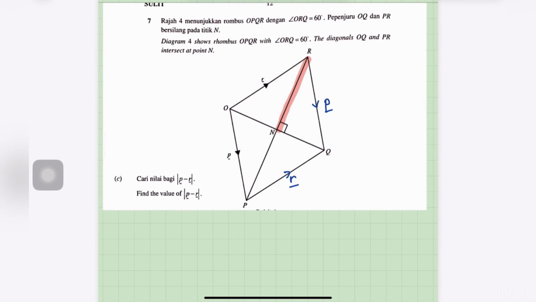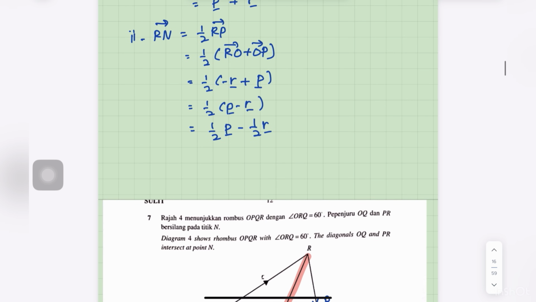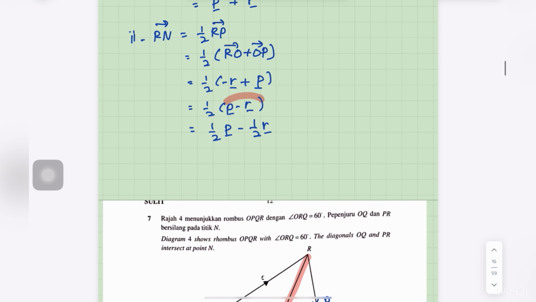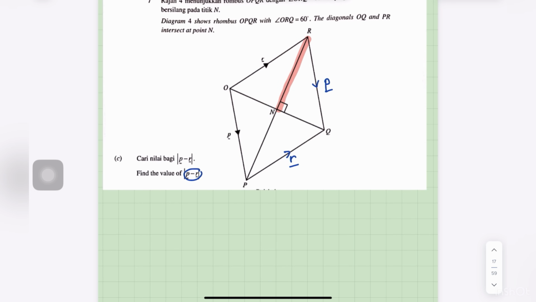C, find the value of the magnitude of vector P minus vector R. Okay, so here we have vector P minus vector R. If we look at question B Roman 2, this P minus R is actually vector RP. Okay, so this one, we want to find the magnitude of P minus R. Actually we want to find the length of RP. So RP. Okay, so the magnitude of vector RP.